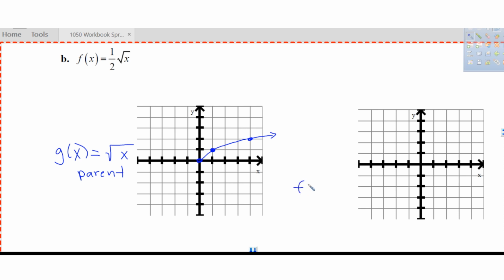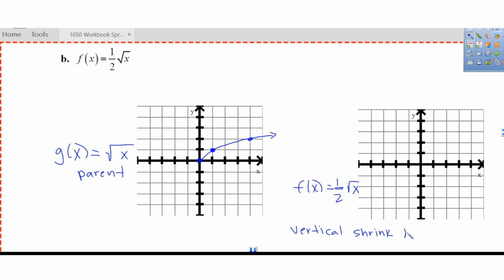First of all, let's write the equation. f of x equals 1/2 times the square root of x. The 1/2 is a vertical what? Shrink. Why is it a shrink? Because it's less than 1. Stop right here for 2 seconds. What if this was 3/2? Would that be a stretch or would it be a shrink? It's a stretch because it's bigger than 1. Yeah. Some people say, well, it's a shrink because it's a fraction. No. It's the value.